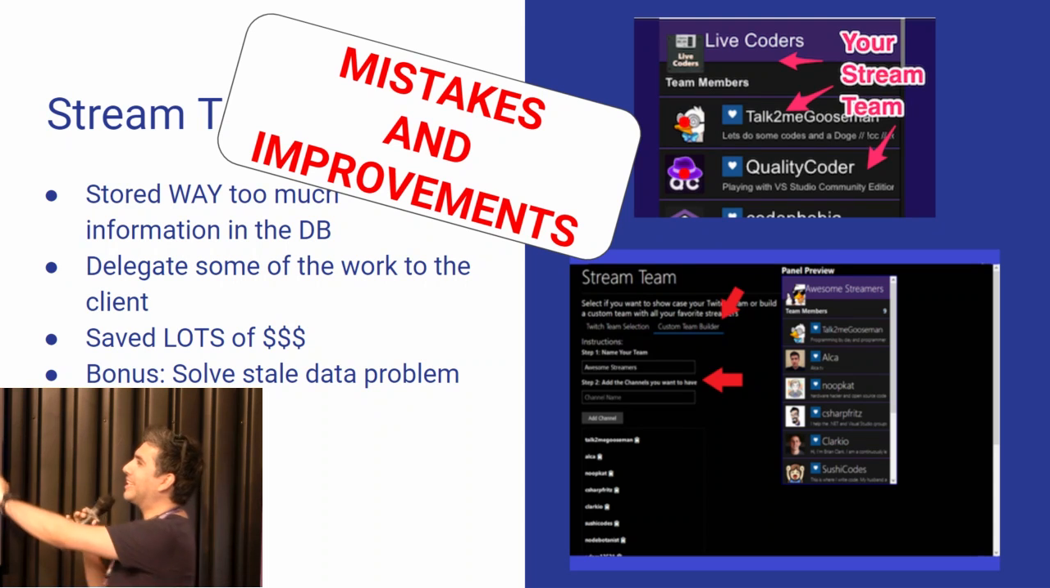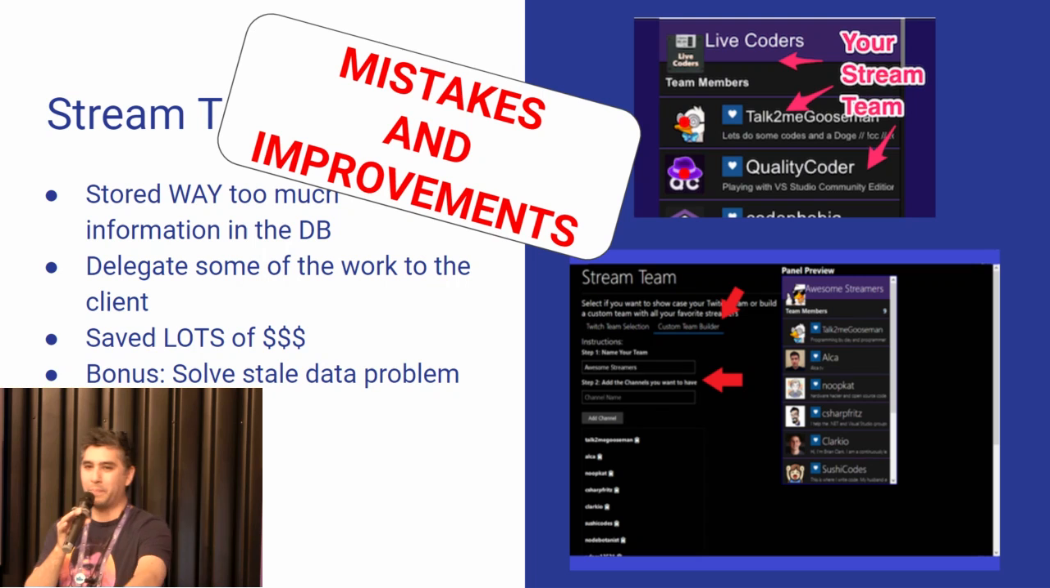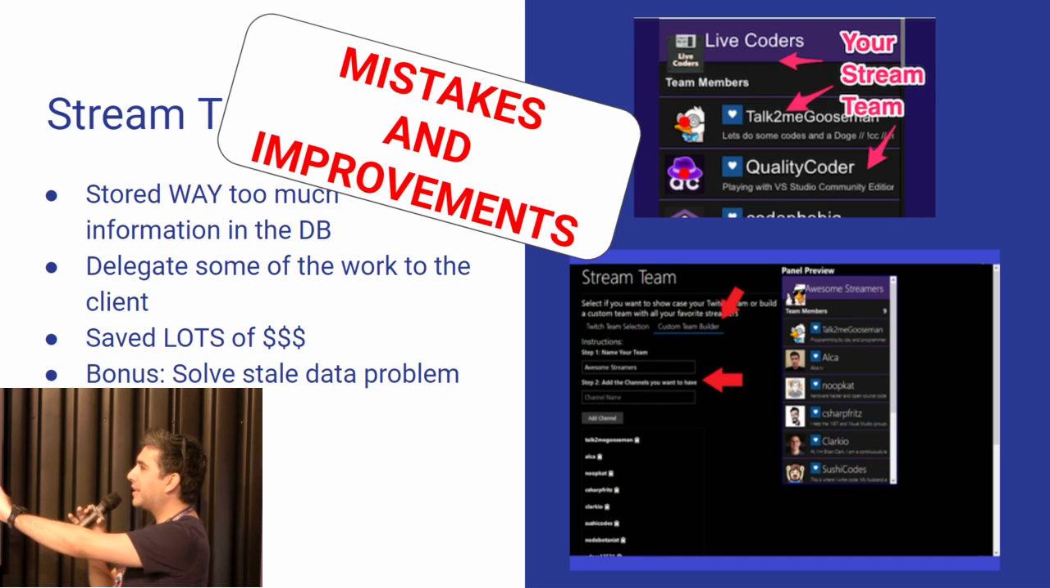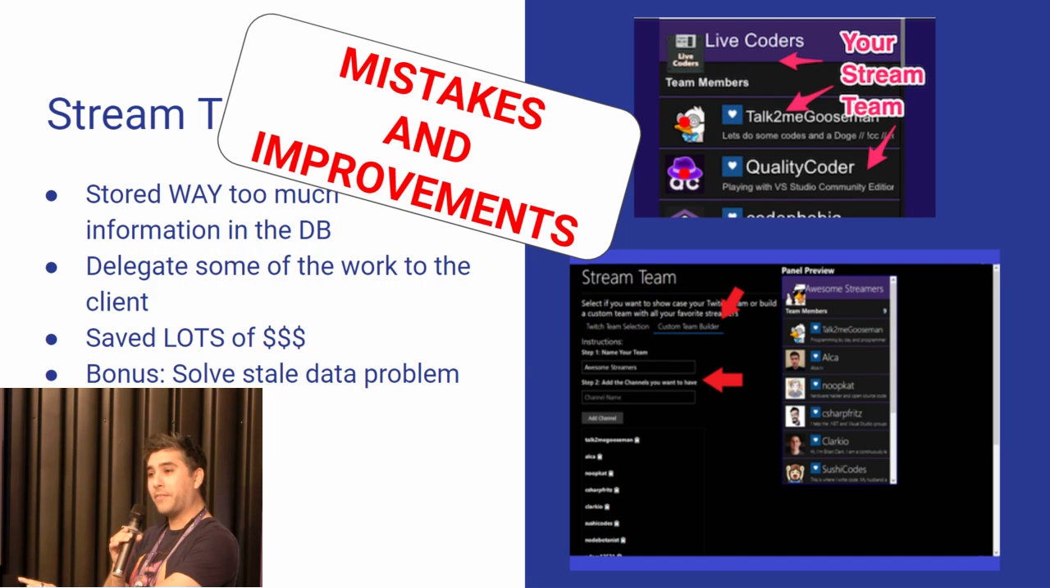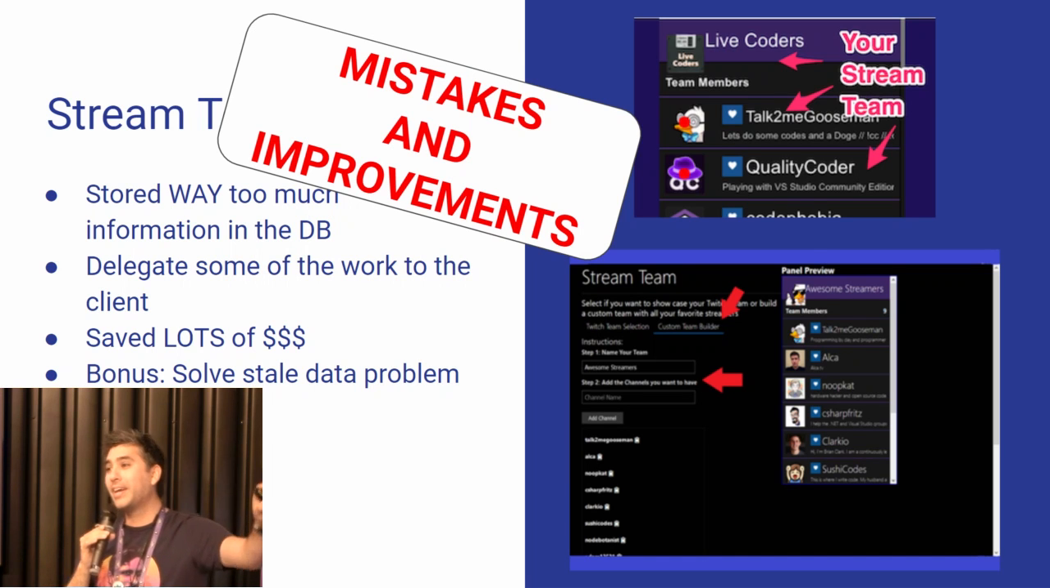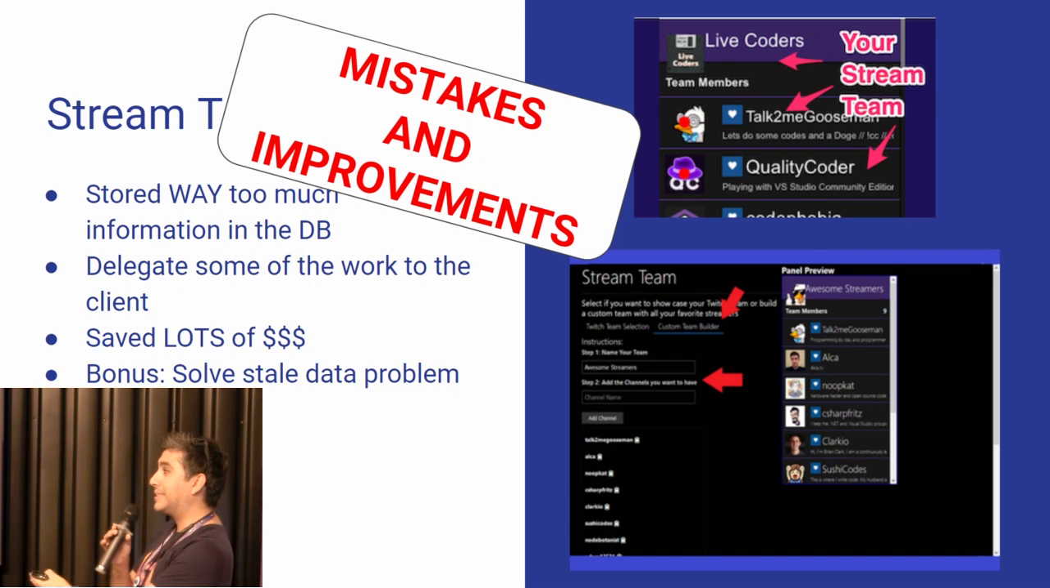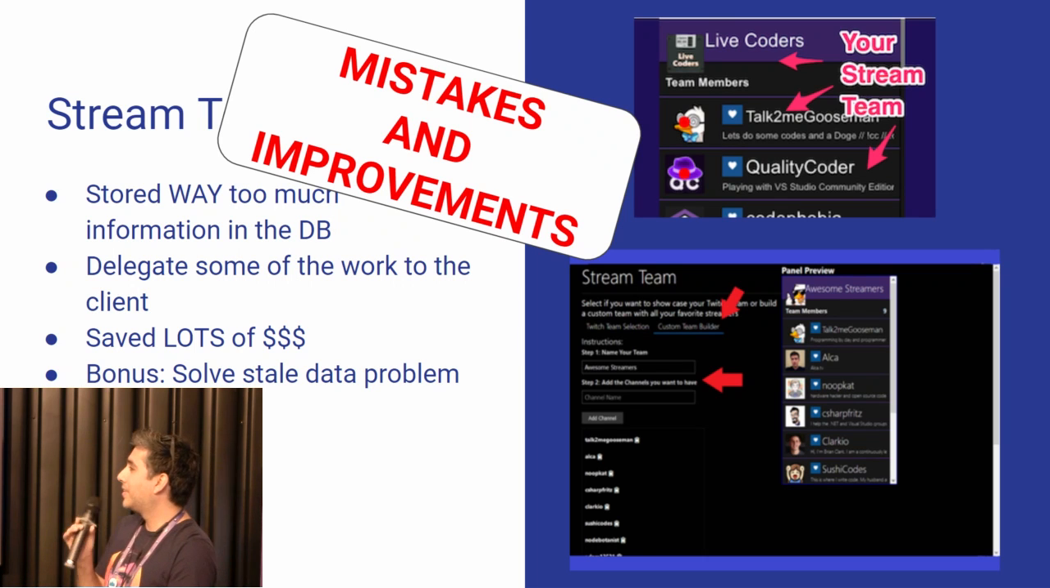So those are the mistakes and improvements that I made to this team extension. I stored way too much data. You can delegate some of that work to the client, especially if you're working with the Twitch API and dealing with APIs that don't require secret keys. Why don't you just have the client do the request for that information for you? Another improvement is I saved a load of money. Before I turned off the live polling, I was trending at $20 and kept on going, and now this costs me cents on the dollar.